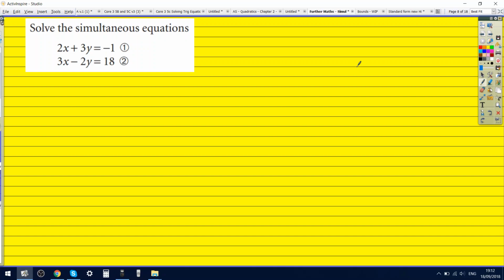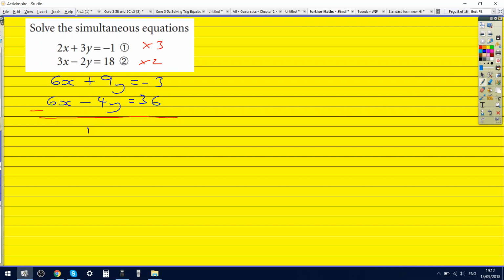We multiply both equations by 3 and 2 respectively. So we can have 6x plus 9y is minus 3, and 6x minus 4y is 36. Minus 3, times 2. So we have to add these. No, we have to minus these two.